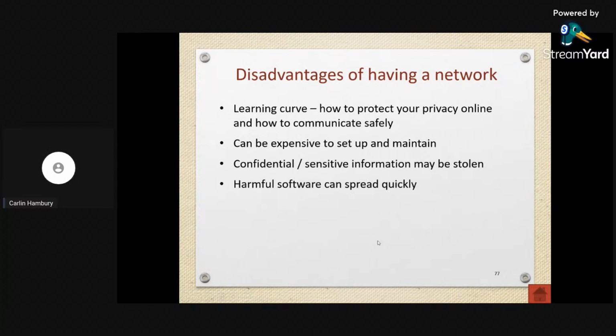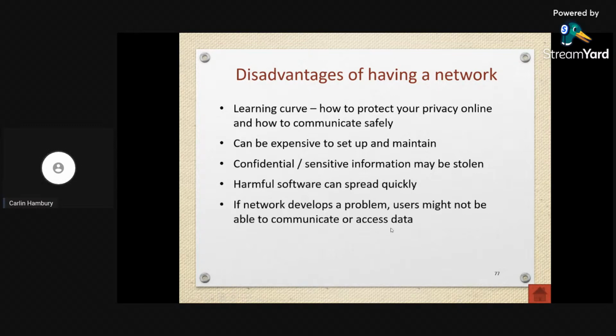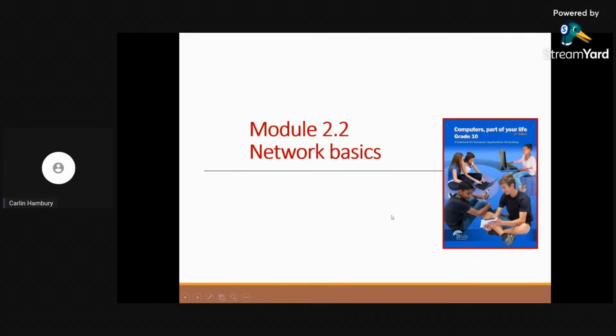Harmful software, especially your worms, spread very quickly over a network because a worm will replicate itself and it will run through the entire network. And trust me, I've had that happen before. It's not fun to get that sorted out. If a network develops a problem, for example, the server goes down, everybody connected to that will go down as well. Okay, so those are just some of the advantages. Again, you need only know probably about two of those.